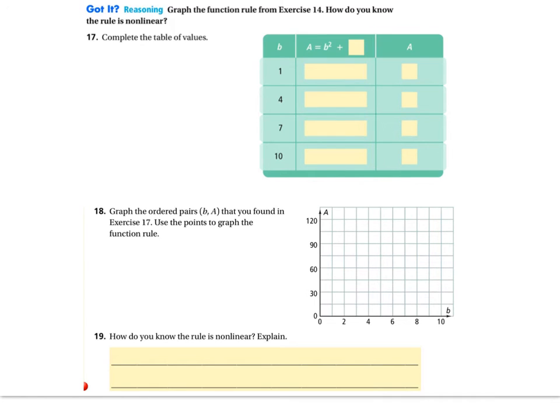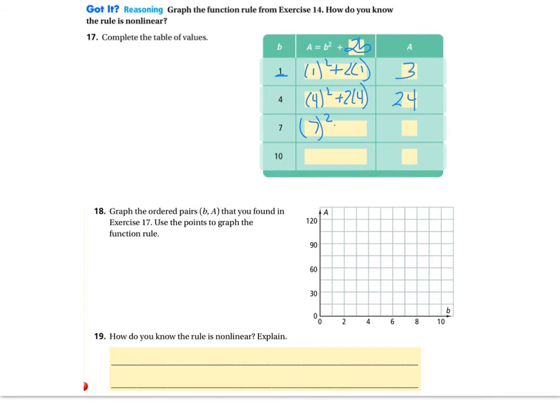For this Got It, we're going to graph the function rule from exercise 14. And you are going to state how you know that the rule is nonlinear. So the first thing we need to do is complete the table of values. Our formula is A equals b squared plus 2b. So b squared would be 1 squared, because our b is 1 right now, plus 2 times 1. Well, the area would be 3. Then we have 4 squared plus 2 times 4. 4 squared is 16. 16 plus 8 is 24.